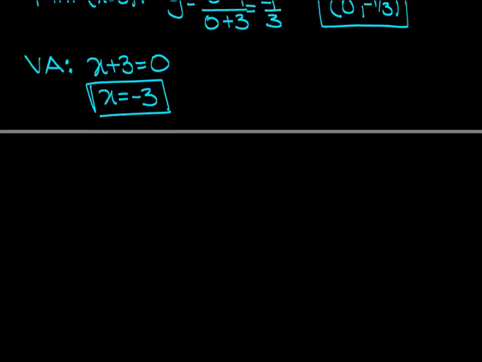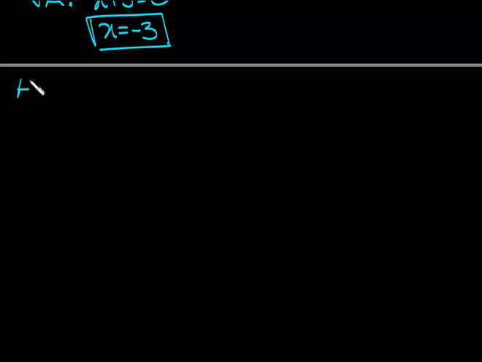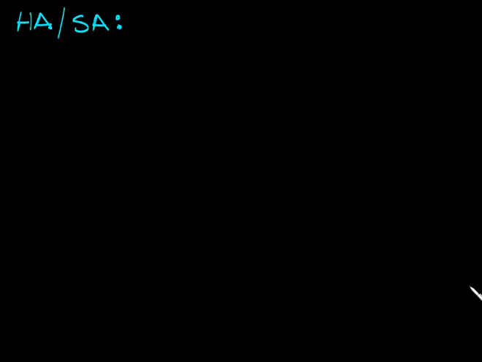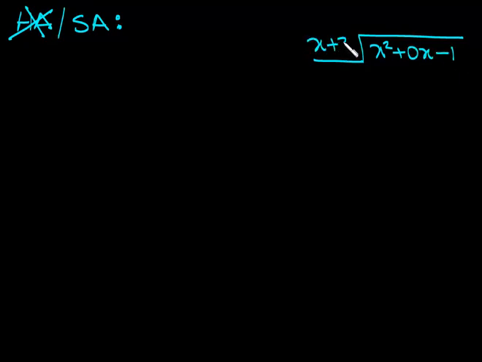Then you have to decide whether we have a horizontal asymptote or a slant asymptote. To have a slant asymptote, the degree of the numerator has to be exactly 1 more than the denominator. The degree of the numerator is 2 and the degree of the denominator is 1, so that is exactly what we have. So we don't have a horizontal asymptote, we have a slant. And to find that, we have to do long division. So let's do that. We have x squared, there's an x term missing, so we'll put 0x minus 1, divided by x plus 3.